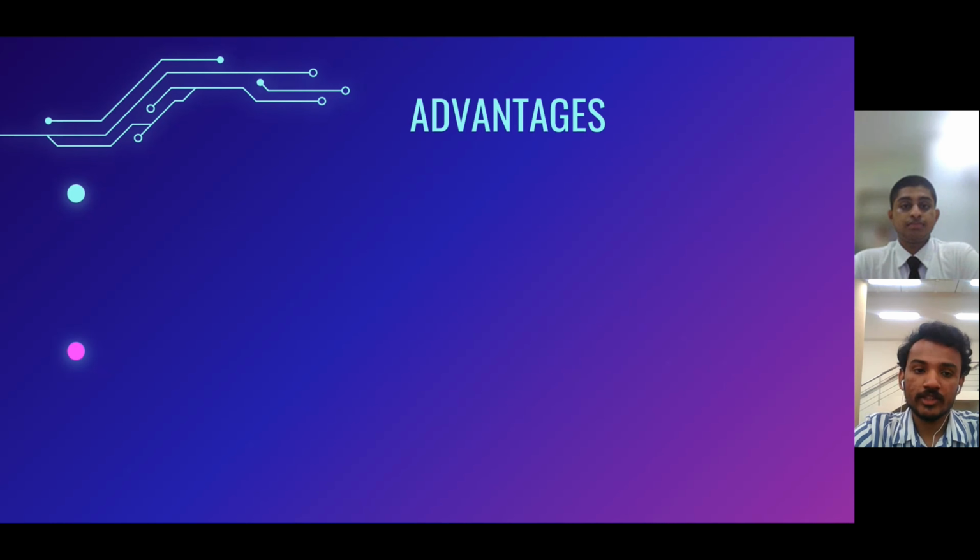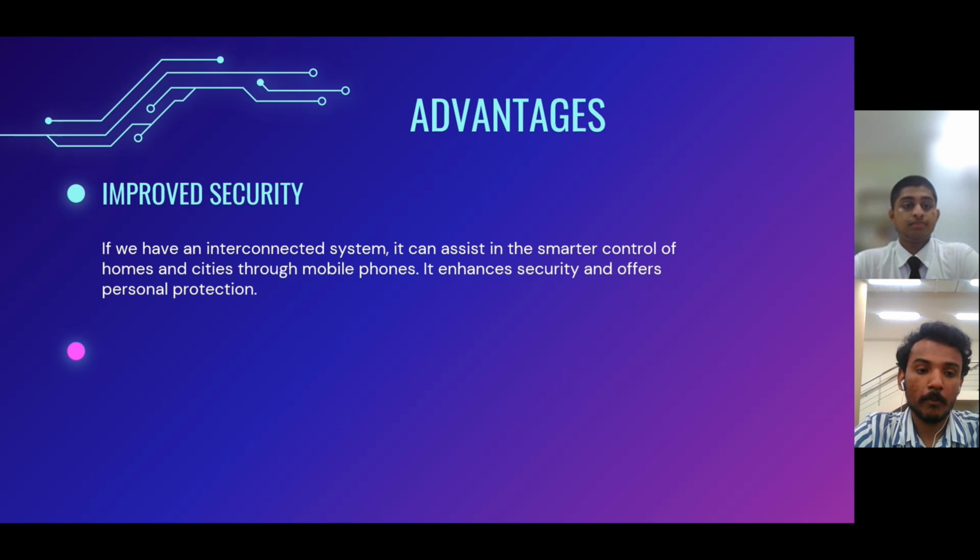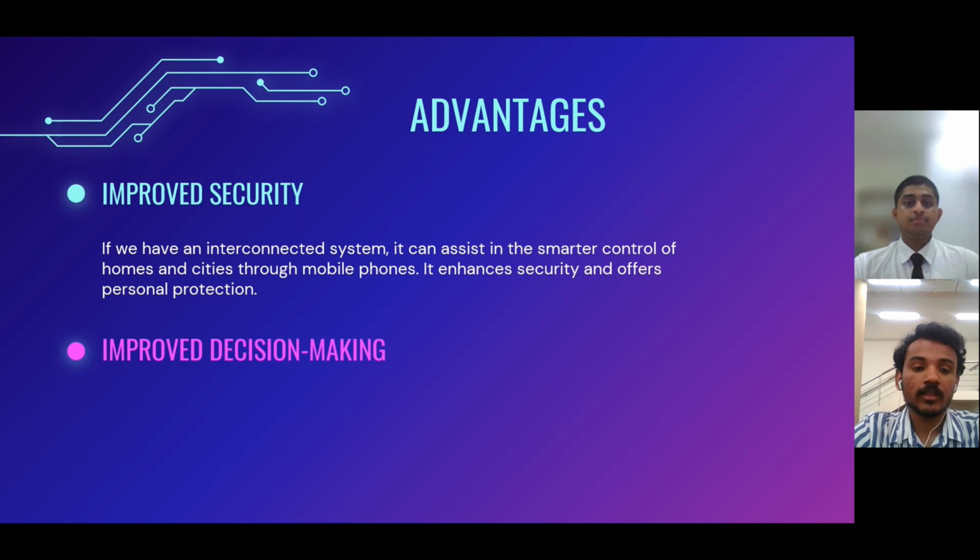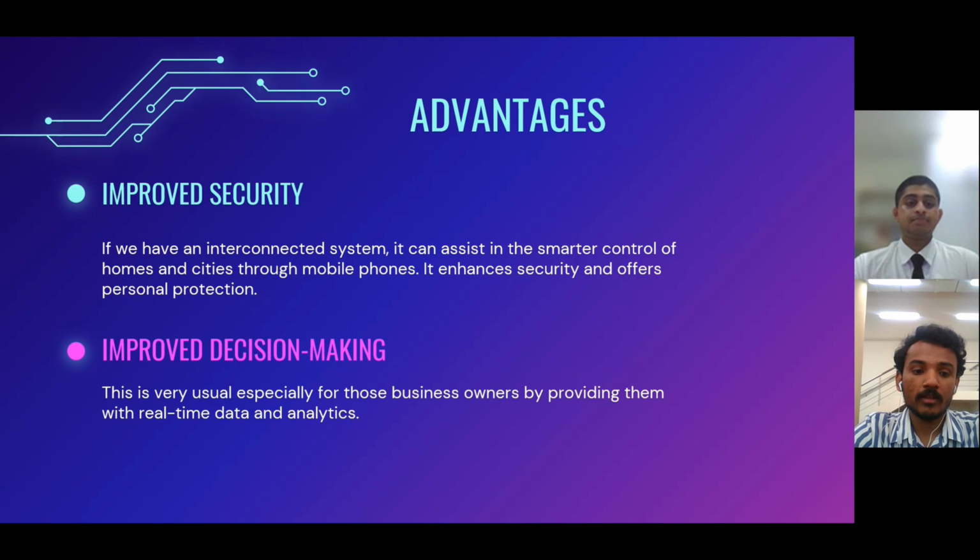Let us look at the advantages of IoT. First, it helps to improve security. If we have an interconnected system, it can assist in the smarter control of homes and cities through mobile phones. It enhances security and offers personal protection. Next, it can improve decision making. This is very useful, especially for business owners, by providing them with real-time data and analytics.